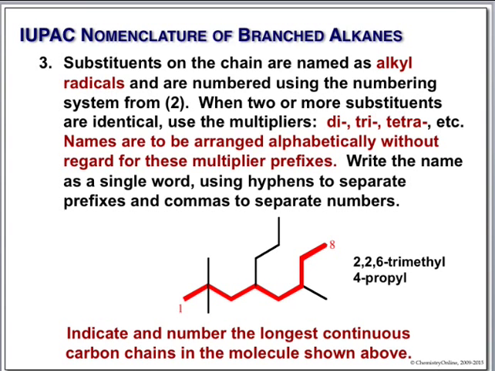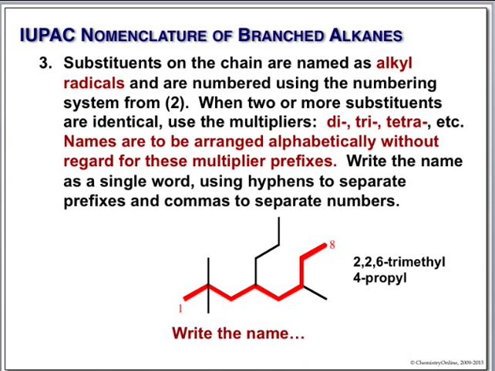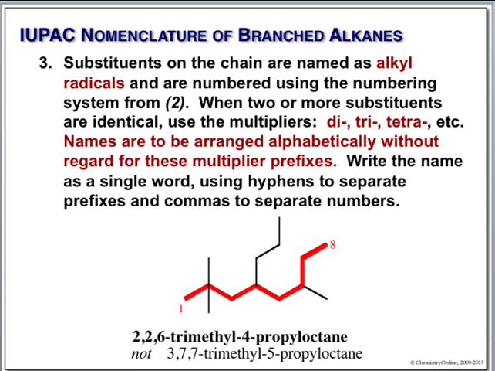Finally, when you put all these things together, you need to indicate your main chain. That will be our last word. And we just put these guys alphabetically in front. The tri doesn't count, the methyl does. So the actual name would be 2,2,6 trimethyl 4-propyl octane. 2,2,6 trimethyl 4-propyl octane, all one word.